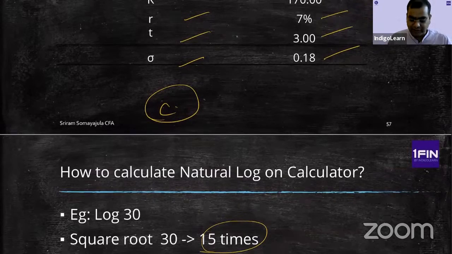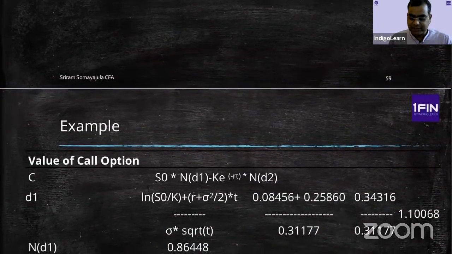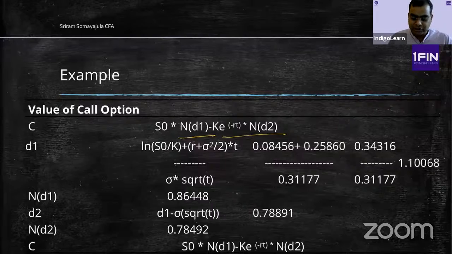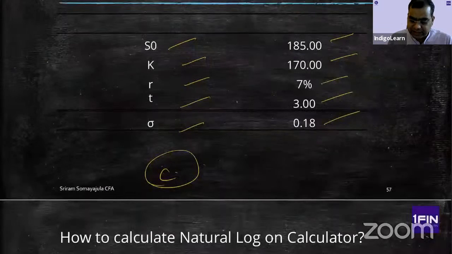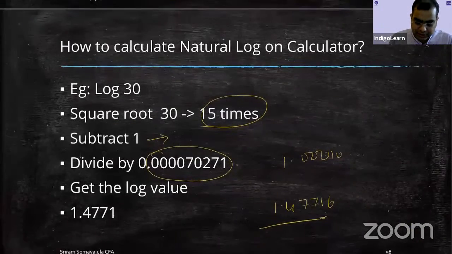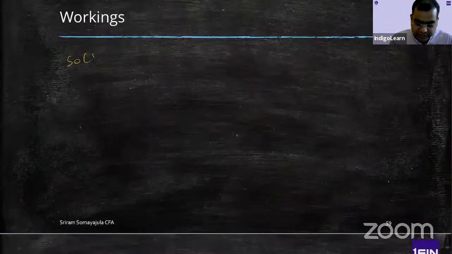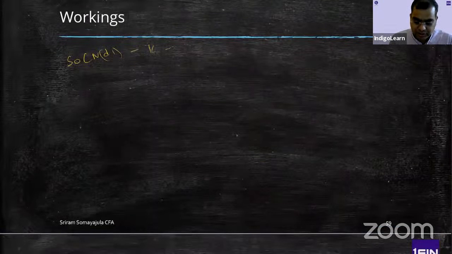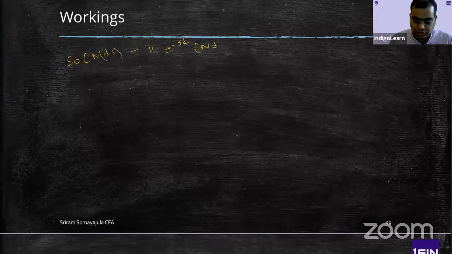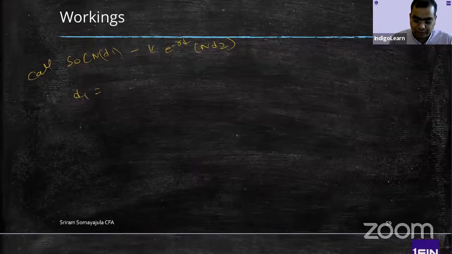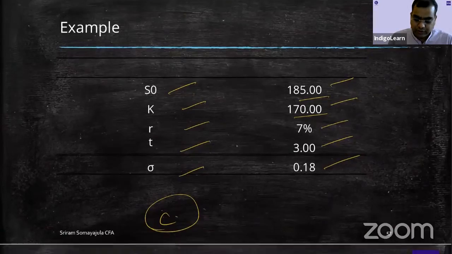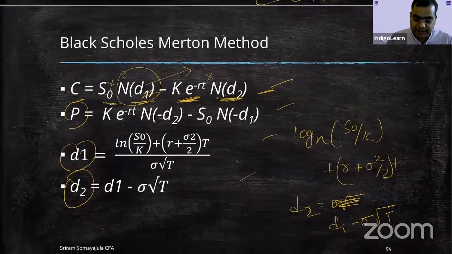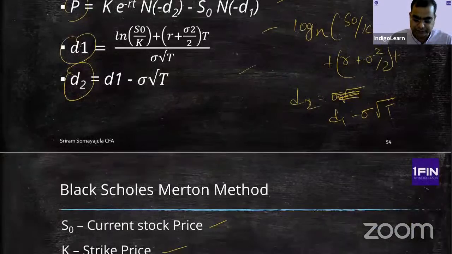Now coming to our particular question: S0 into N(D1) minus K into e power minus RT into N(D2). Let us look at what the numbers are here. S0 is 185, K is 170. S0 into N(D1) minus K into e power minus RT into N(D2) is the value of the call. What is D1?